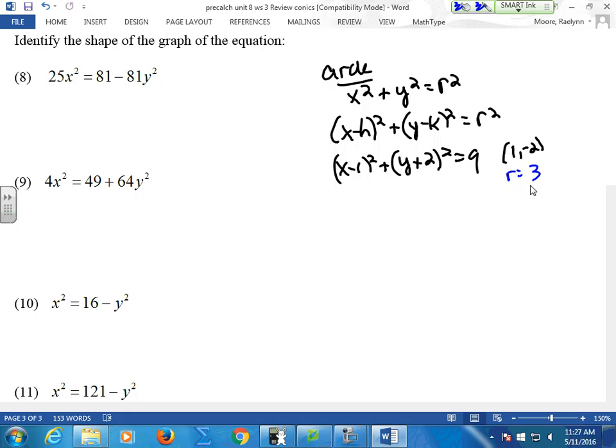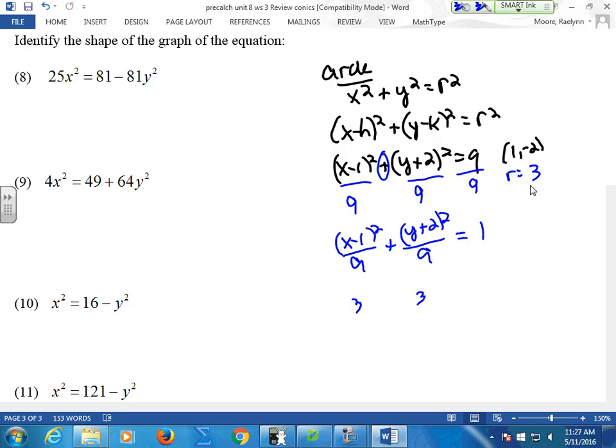Because of the plus. Doesn't this look like my ellipse? I just have to set this equal to 1, so I divide everybody by 9. So (x minus 1) squared over 9 plus (y plus 2) squared over 9 equals 1. We said a circle is a special kind of ellipse, isn't it? I could write it like this because a squared would be 3, b would be 3. Oh, it's a circle. But I could write it like an ellipse.